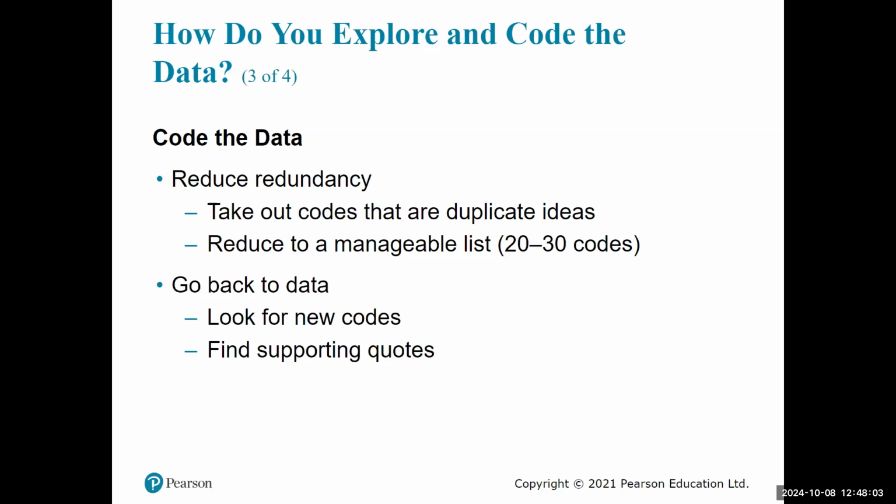Another thing that you want to do is reduce redundancy by eliminating duplicate or overlapping codes. So you don't want this array of codes happening. You just want specific ones. Instead of having 5 similar things, you consolidate them into one, and it makes it easier for you to manage.